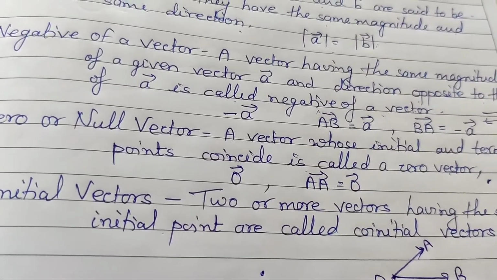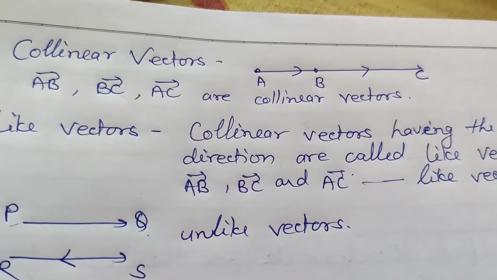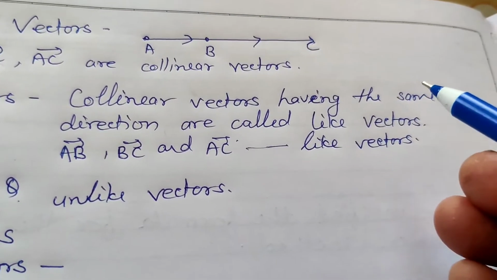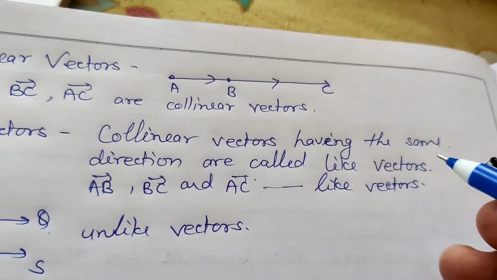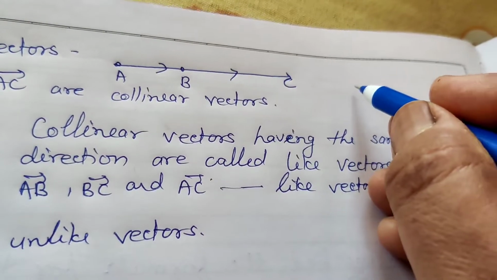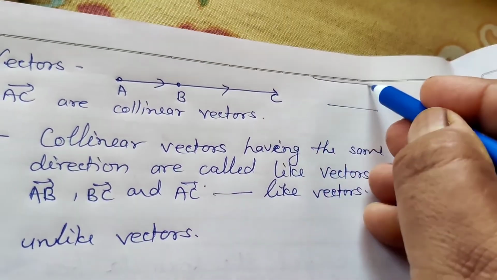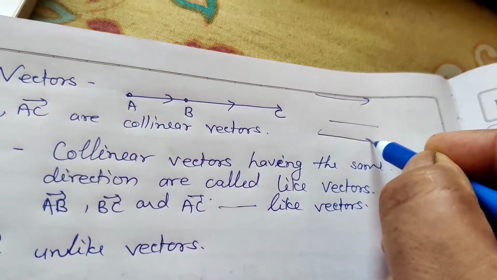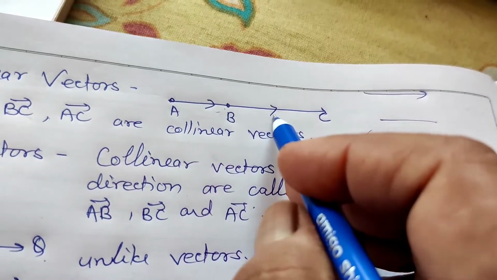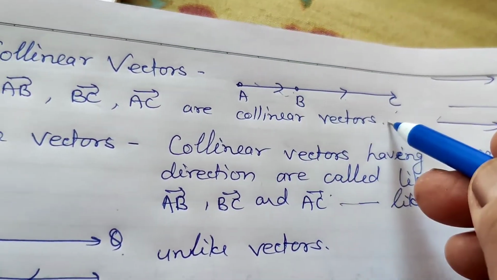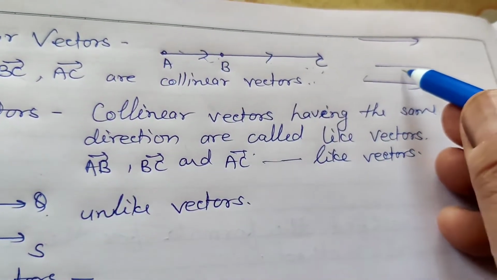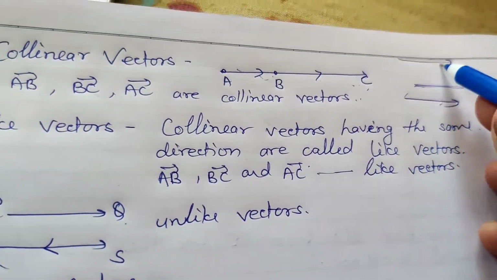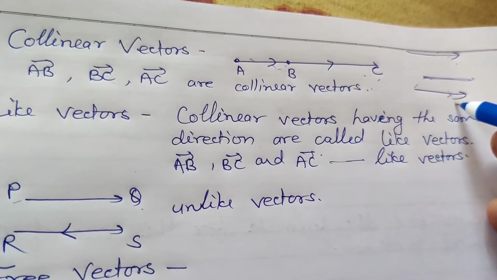Next, collinear vectors. Collinear vectors are those vectors which are parallel to the same line. If this is a line, these are known as collinear, or AB, BC, AC all are collinear vectors, in the same direction and in a line or parallel to the same line. These are the collinear vectors.